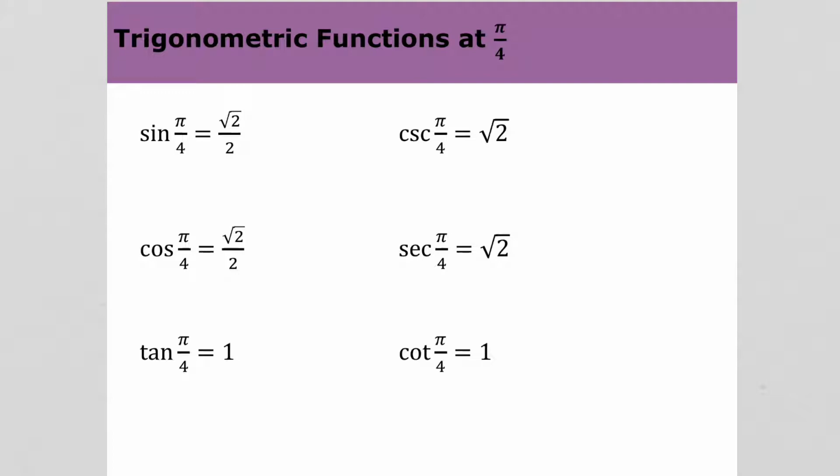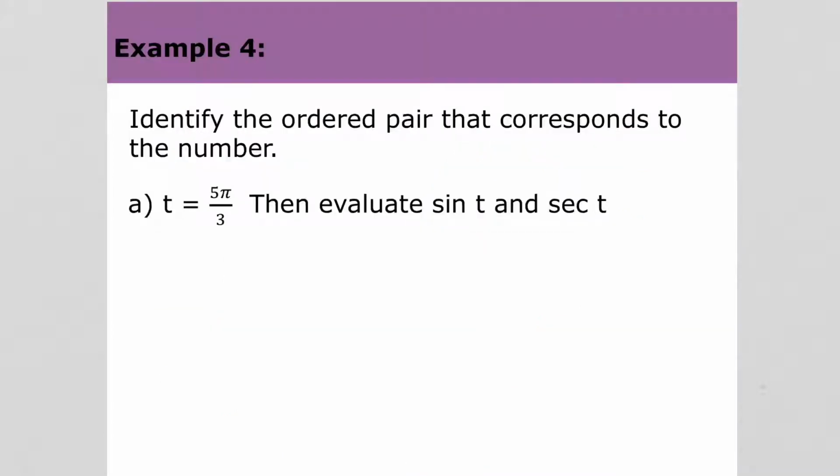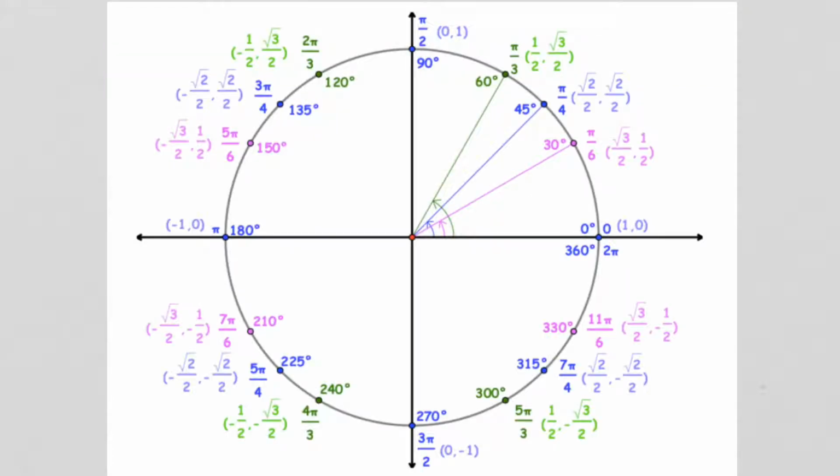So here are the trig functions at pi over 4. And here's a picture of a unit circle. We'll talk about that more in a minute. I'll probably create a separate video to talk more about how the unit circle is generated. You're going to be doing a lab, if you haven't already, that is going to walk you through how the unit circle is generated. So just barely touching on it here.